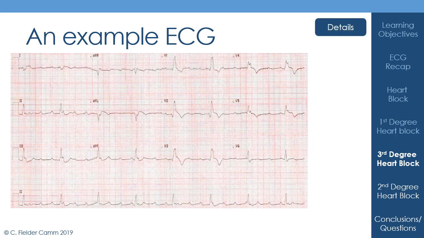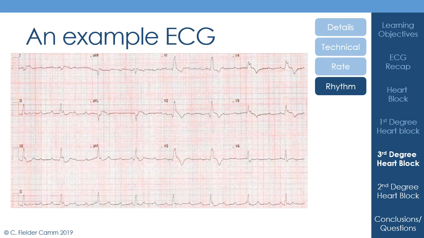So starting with details, we don't have any obvious details about the patient, but I'll tell you that they've come in with a collapse in this case. From a technical point of view, it's calibrated correctly. You can see the rectangle on that left-hand side of the trace. You can see the rate is probably a bit on the slow side, so there's about 6 large squares between each R wave, suggesting the heart rate is probably about 50 beats a minute. So there's a bit of bradycardia here.